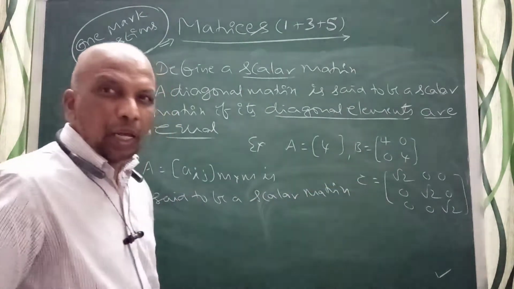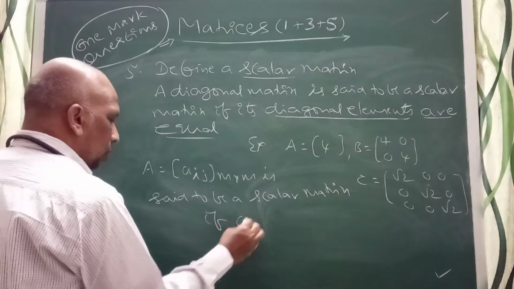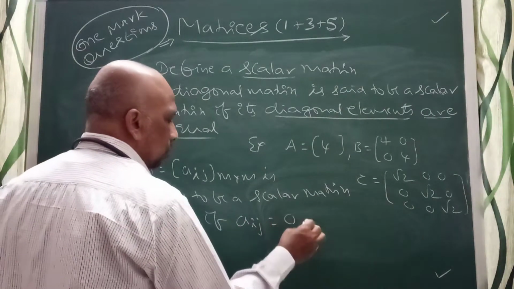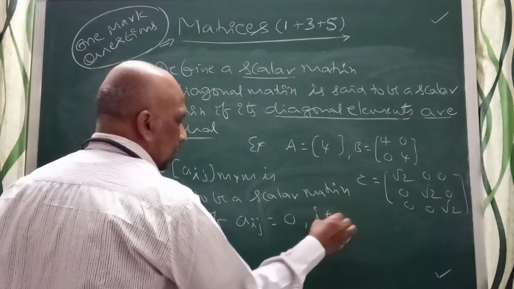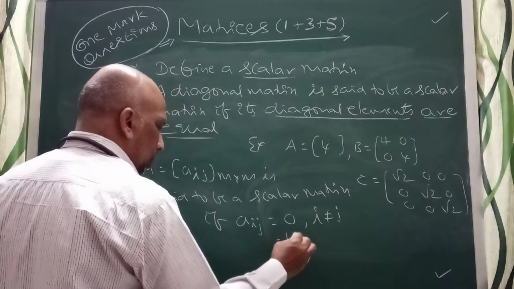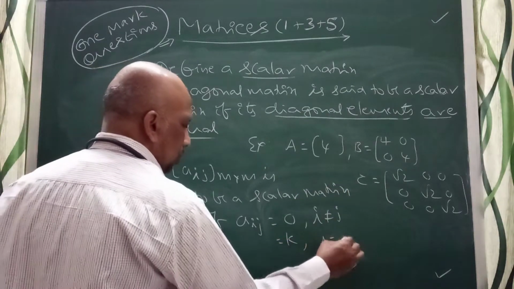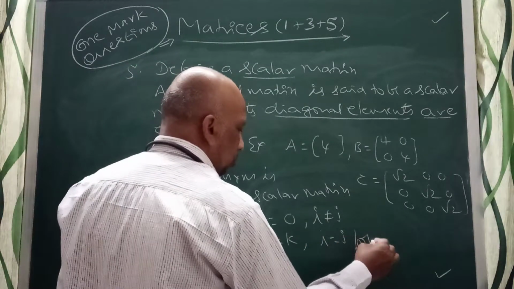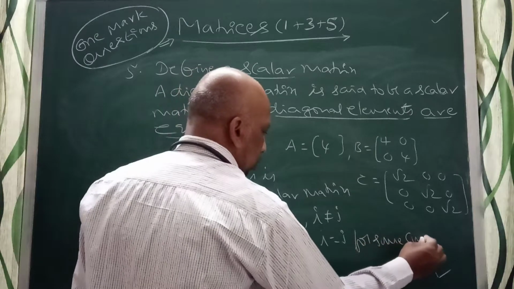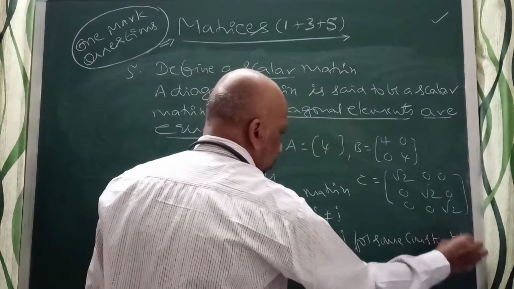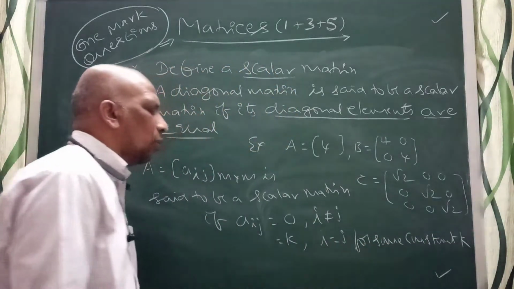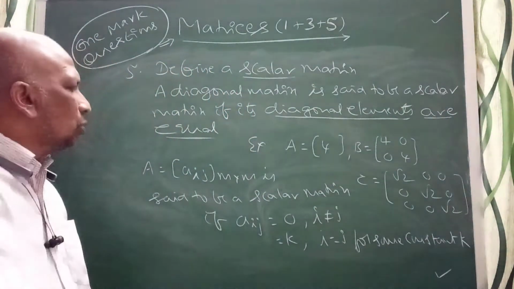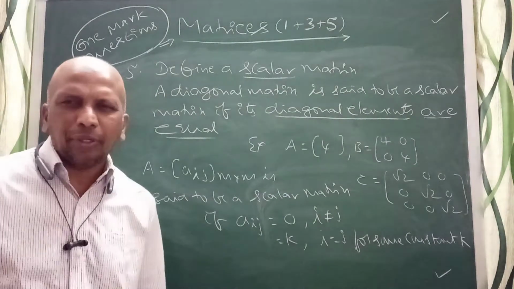A matrix is said to be a scalar matrix if aij equals 0 when i is not equal to j, and aij equals some constant k when i equals j. For some constant k, when i equals j, it will be k. The diagonal elements should be equal. This is how I can define a scalar matrix.